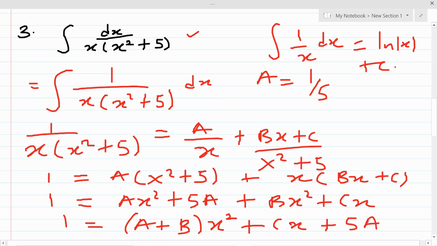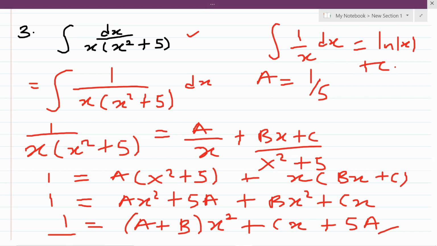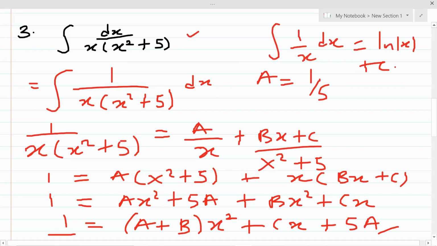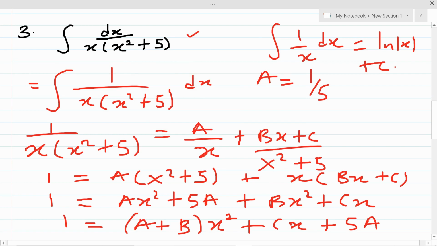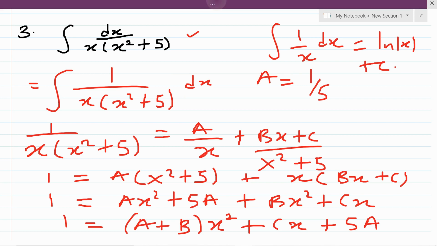Now we are saying that the whole of this, the left side, should be equal to the right side. So it means that if the right side is a polynomial like this, then the coefficient of the degrees of the polynomial at the right should be equal to the coefficient of the degrees at the left.